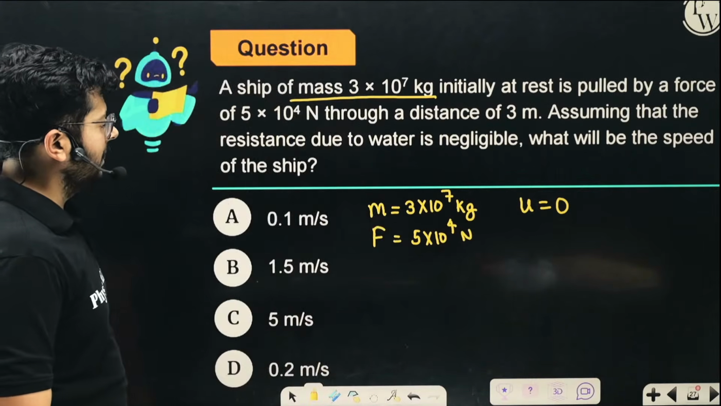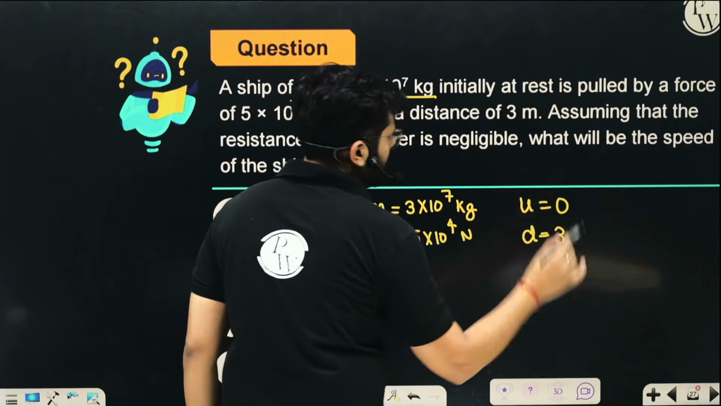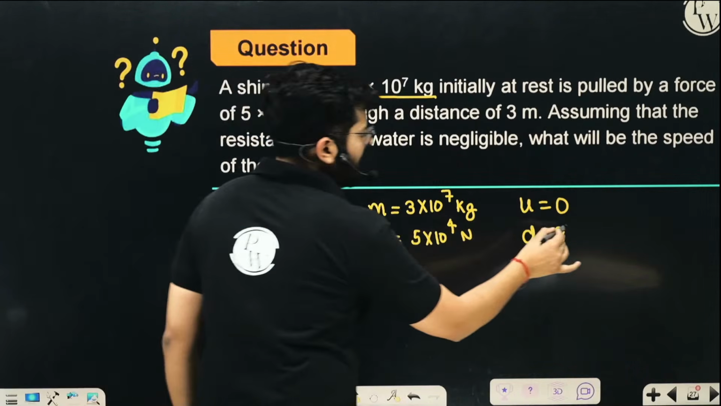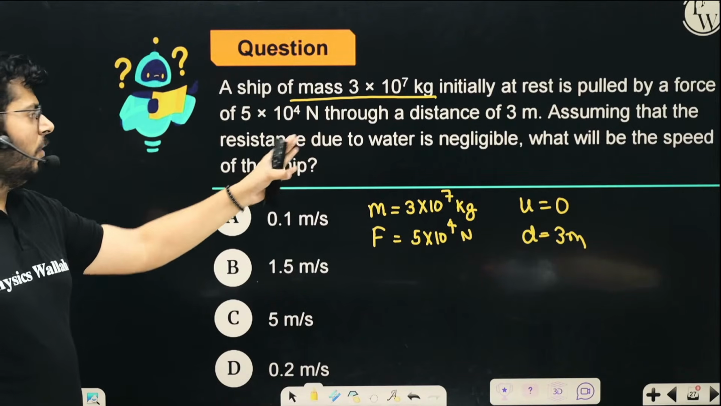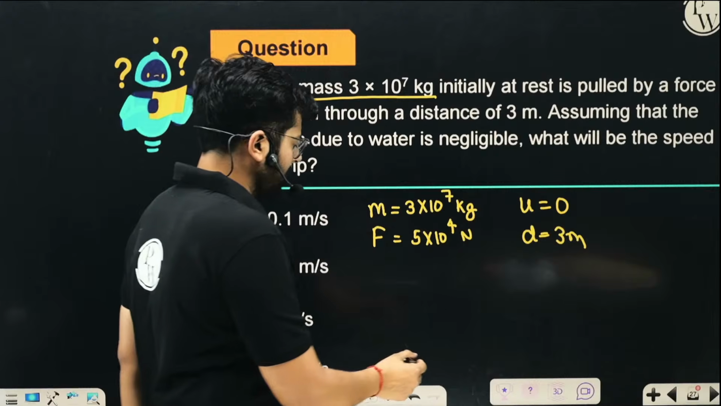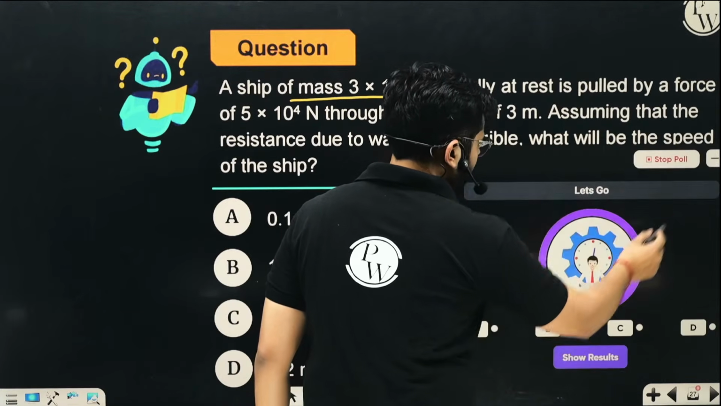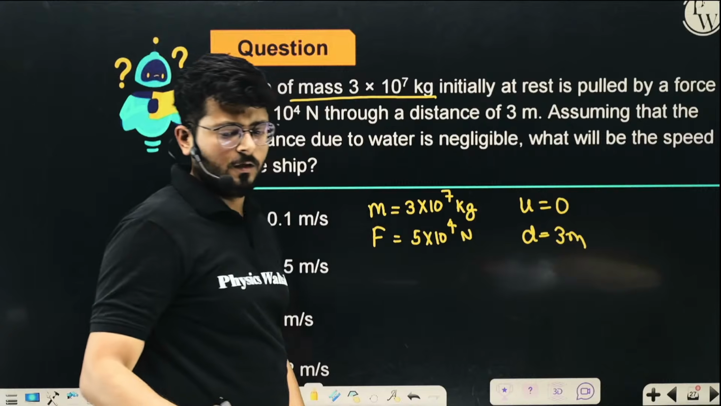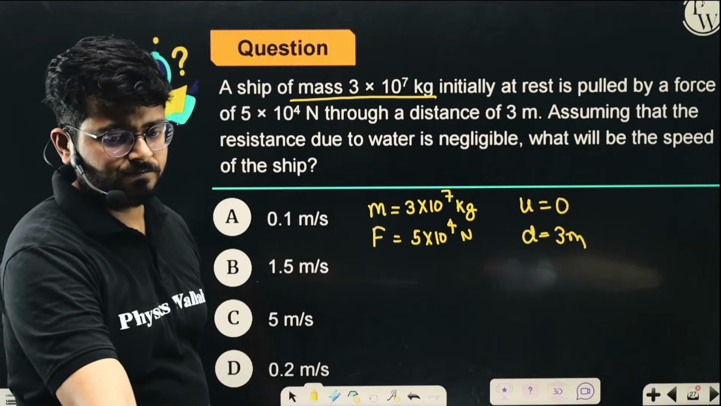Through a distance of 3 meters. So it is pulled through a distance of 3 meters. Assuming that the resistance due to the water is negligible, what will be the speed of the ship? That is what you have to figure out. You can definitely move ahead and try to solve it.